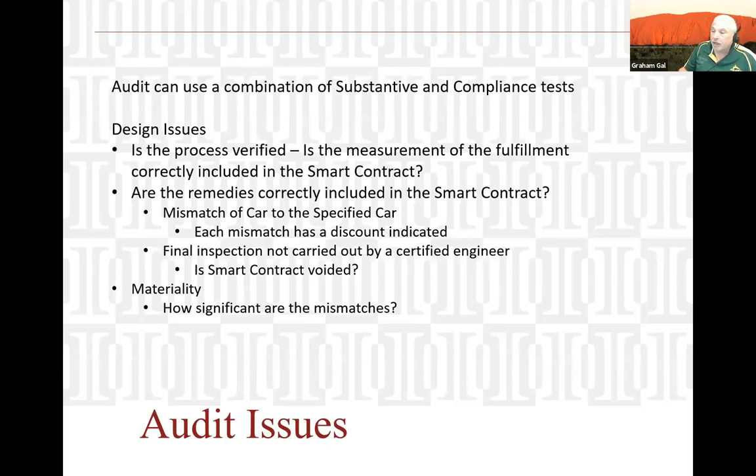And if the final inspection is not carried out, is the smart contract voided? What are the conditions? Now, this is also an audit term, and it's called materiality. So I have to understand and be able to deal with the significance of the mismatches. In the ontology, the work that's coming out, the research monograph, we talk about this, not extensively because it is situation specific, but it has to be coded in there. How significant are the mismatches? If the color doesn't match exactly, if the tires on the car are not exact, if the software engineer specifies all those things, those mismatches can't be handled after the fact. They have to be coded in there. And that's what we're attempting to address.